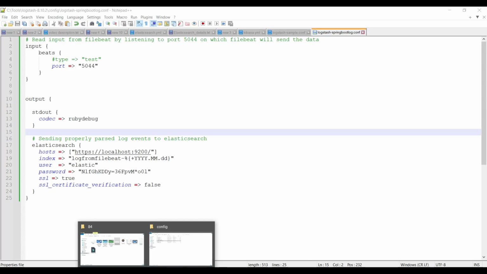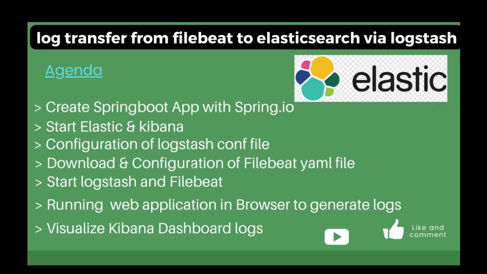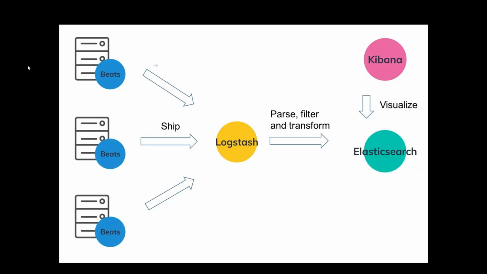Let's go to the agenda first. Okay, download and install configuration for the Filebeat YML file. We will quickly cover a short introduction about Filebeat. What is Filebeat doing here? It is connecting to different web applications and shipping data to Logstash, and Logstash does the parsing, filtering and transforming, and sends it to Elasticsearch.